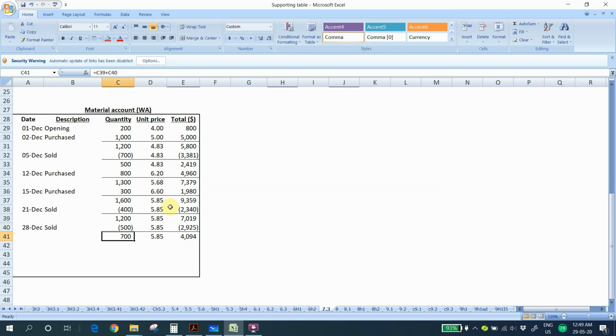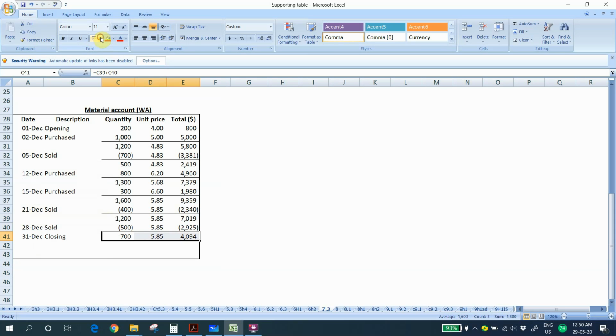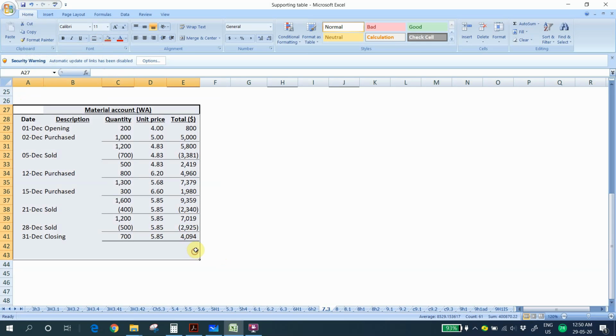Okay, so we have 700 units as the closing quantity, and the total value is 4,094. Apologize for the key-in mistake, so you have to be very careful when you key in the data. For this exercise, we can know that the remaining stock in the company is 700, and they have a weighted average cost of $5.85 each, and the total value is 4,094. So this is the weighted average method.